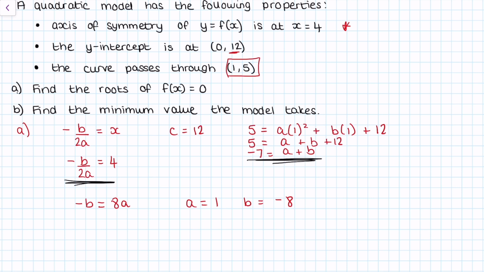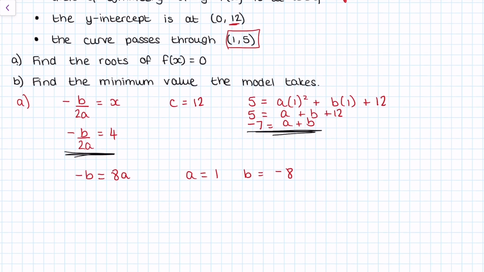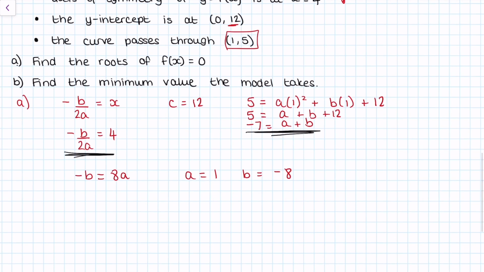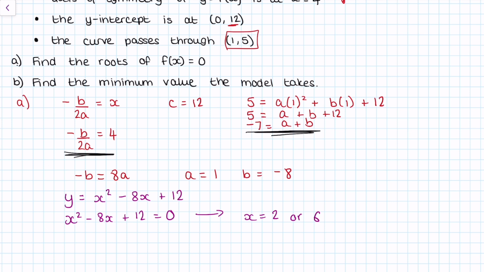So now we can use this information to write an equation for this graph, which would be y equals x squared minus 8x plus 12. And then we can use our graphics calculator once again to solve this. So when this equals 0, we can find the roots, because remember, to find the roots of an equation, we make the quadratic equal 0. If we do that in our quadratic solver, you will find that x equals 2 or 6. We're going to have the two solutions.